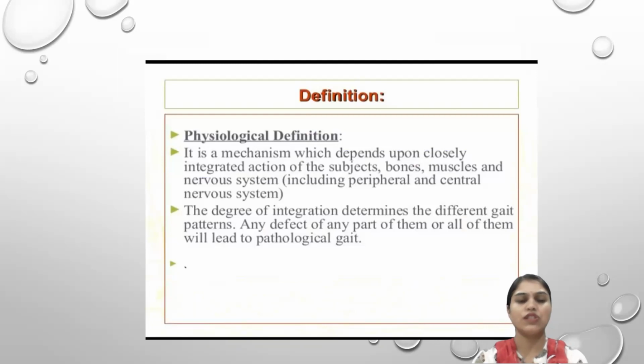Physiological definition. It is a mechanism which depends upon closely integrated action of bone, muscle, and nervous system, including peripheral and central nervous system. The degree of integration determines the different gait patterns. Any defects of any part of them or all of them will lead to pathological gait.